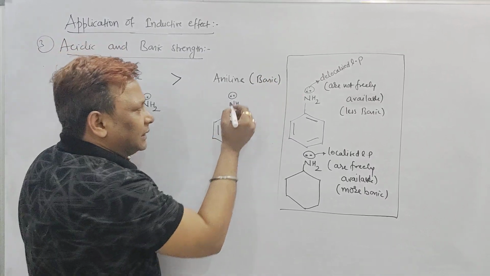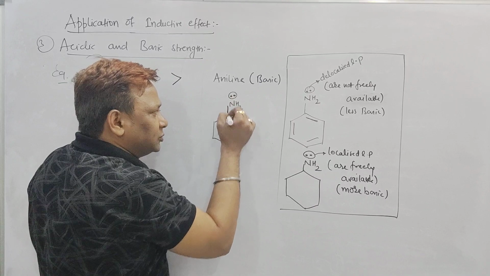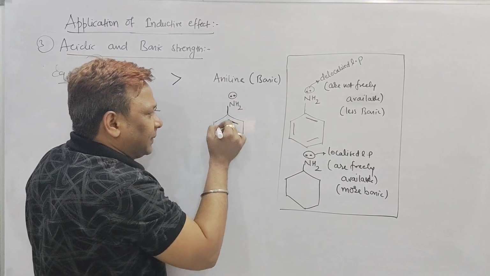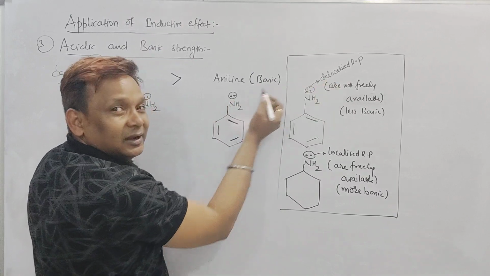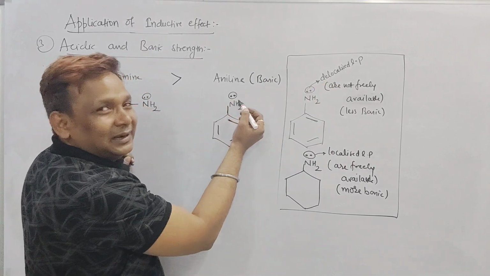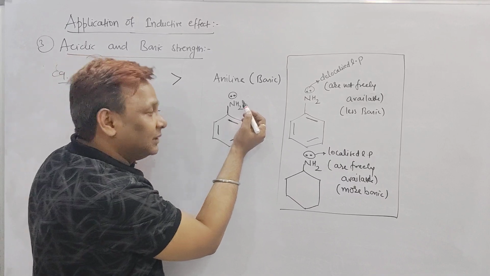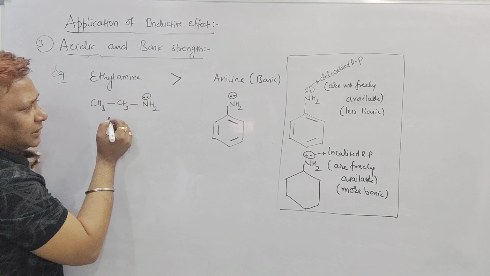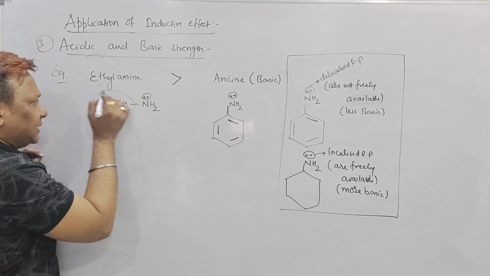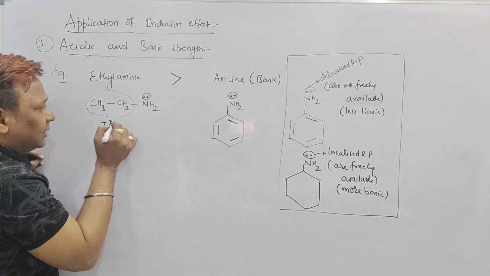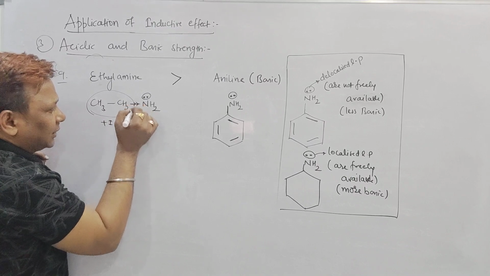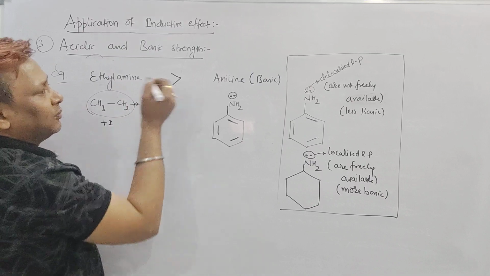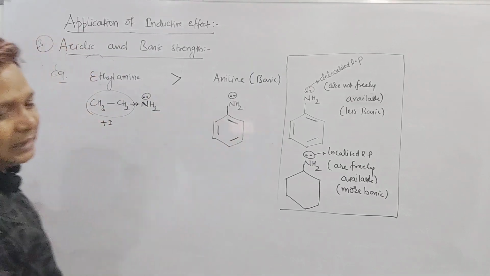Why? In aniline, did you see this lone pair? It is in conjugation with the pi bond. If the lone pair is in conjugation with the pi bond, this lone pair is called a what? Delocalized lone pair. And a delocalized lone pair is never freely available, hence less basic. But in this case, this lone pair is not in conjugation. Even CH3CH2 has a plus I group, beta. It gives its electron to the nitrogen, increases the electron density over the nitrogen, and hence it becomes more basic in nature than aniline.